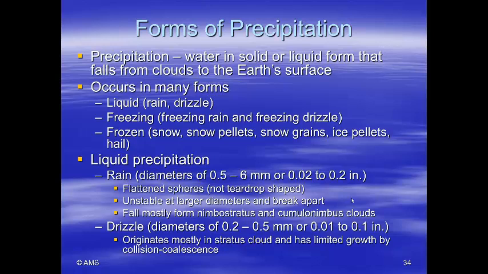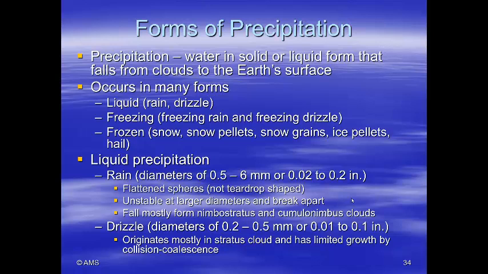Rain has diameters of 0.5 millimeters to 6 millimeters, and they look like flattened spheres, not raindrop shaped like we always show them in cartoons. They're unstable at large diameters because if you have a really large droplet of water, it'll break apart. And they fall mostly from nimbostratus and cumulonimbus clouds.